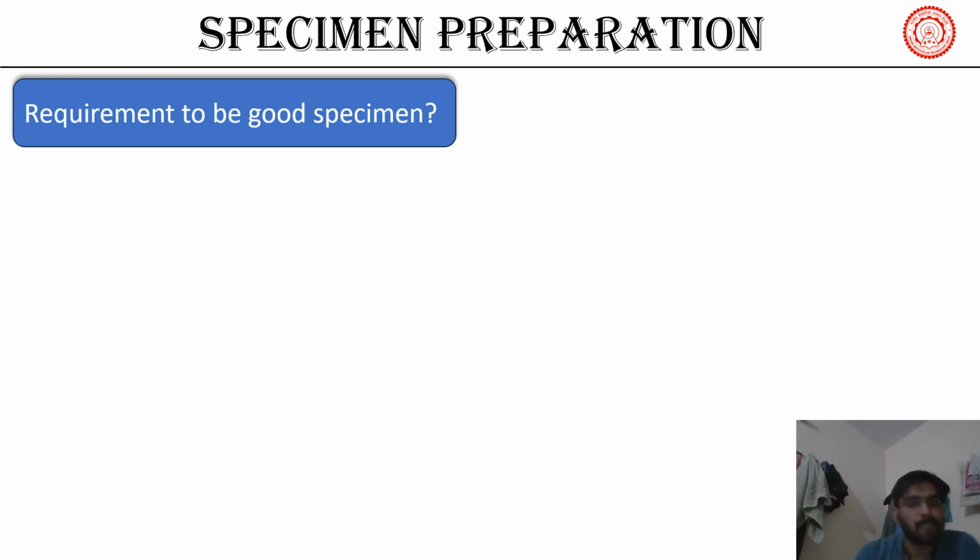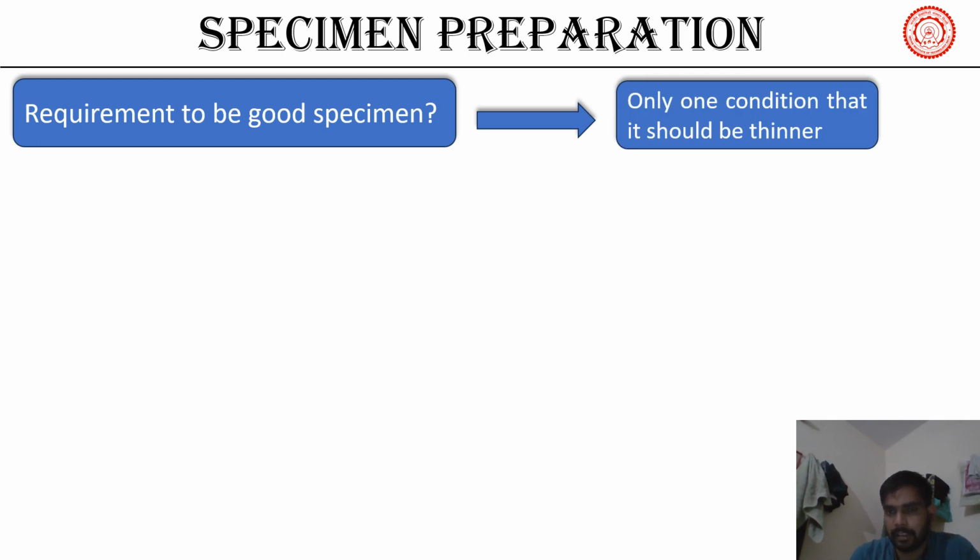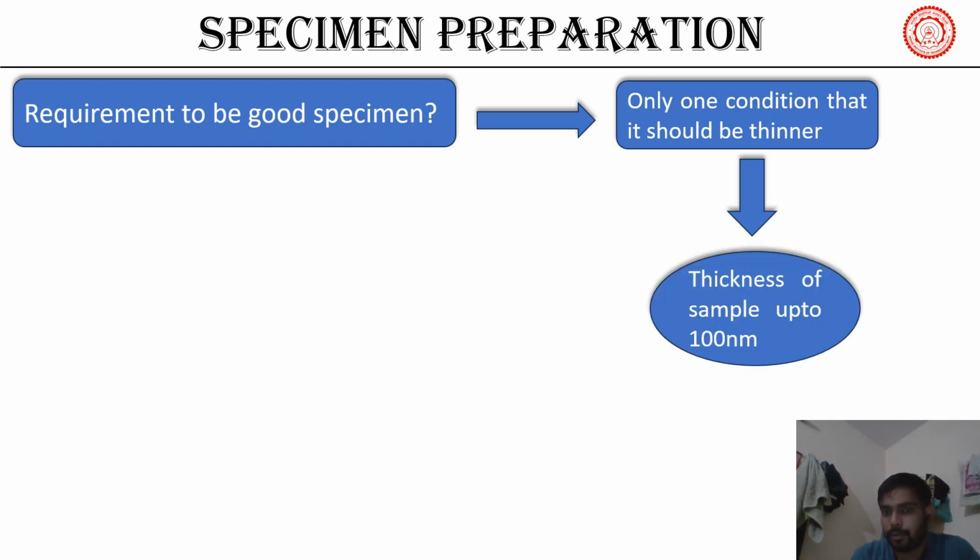There is a requirement of a good specimen. What is the requirement? There is only one condition: it should be thin. But up to which range should it be thin? The thickness of the sample should be up to 100 nanometer.